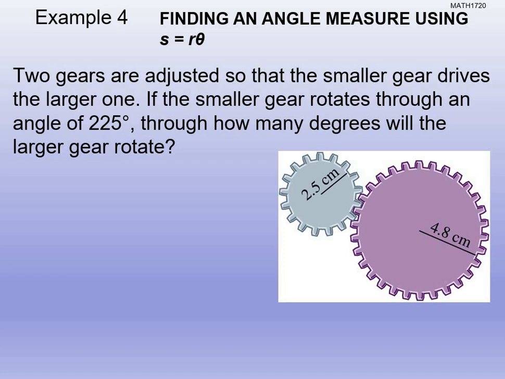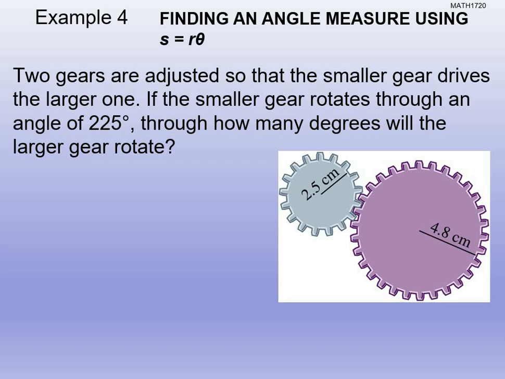If the smaller gear rotates through an angle of 225 degrees, through how many degrees will the larger gear rotate? We have to calculate a few things here. We have to calculate the distance that the little one travels, because it will be the same distance as the big one travels. The angle on the big one, though, will be much smaller. The big one takes a lot more for one complete circle, but they both travel the same distance where they're touching each other. You need to think about that as we go through the problem.